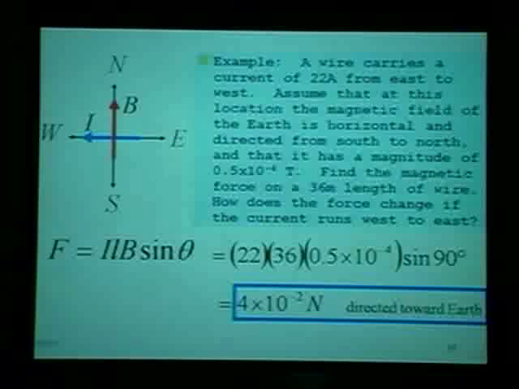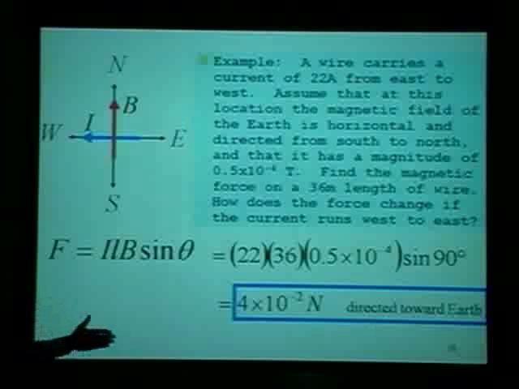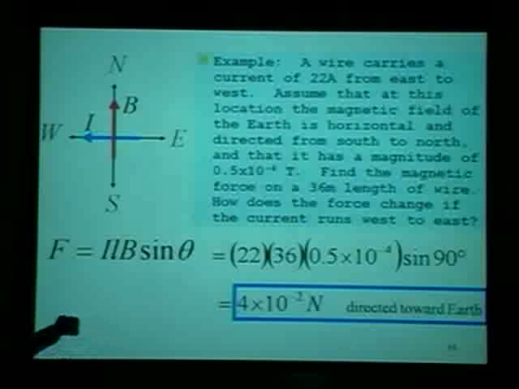What would be the direction of this force if the current were running west to east? The opposite direction. You'd be away from the Earth, right? If we're going west to east, you point in the direction of the current, try to close on the B field if you can, and you'd be coming out towards you, away from the Earth.